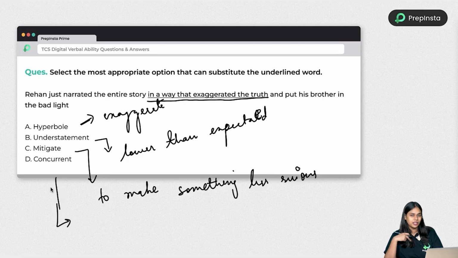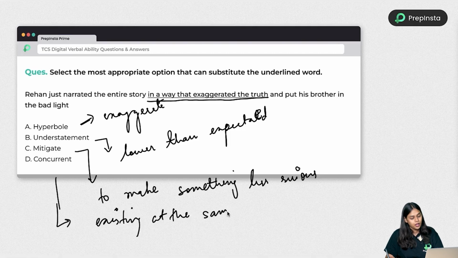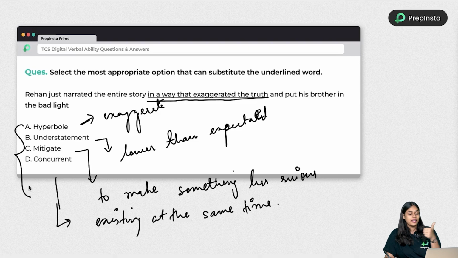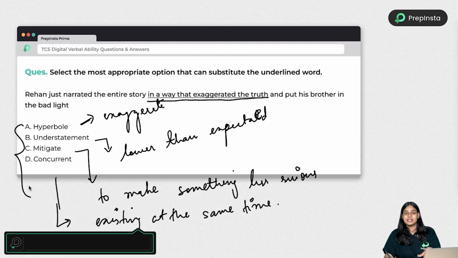So before I explain the term, you give out the meaning to yourself and see if you're correct or not. Alright, so let's play this game. Concurrent. What does the term concurrent mean? Existing at the same time. So two things colliding or existing at the same time. Alright, so concurrent. There are two currents at the same time. So that's the meaning of these four terms of the options given to us. Exaggeration, lower than what is actually expected, to make something less serious, and existing at the same time.